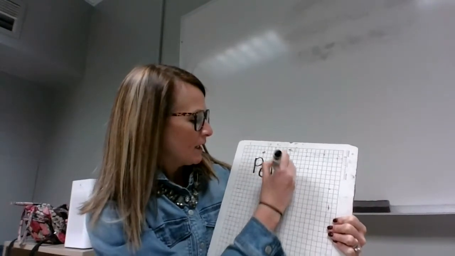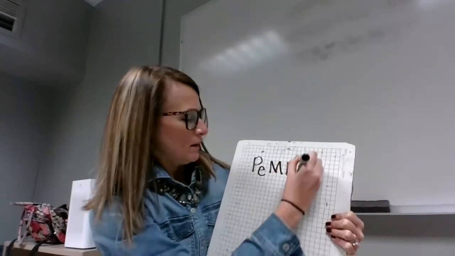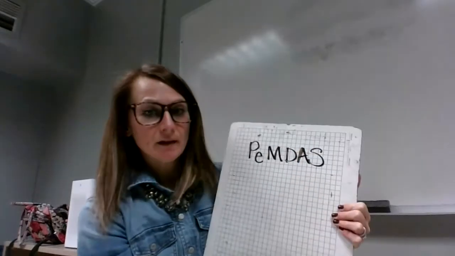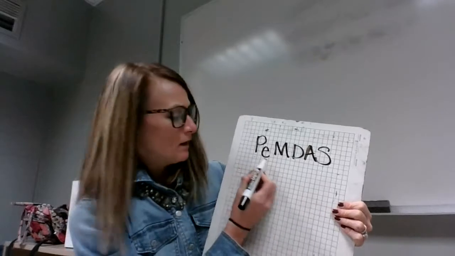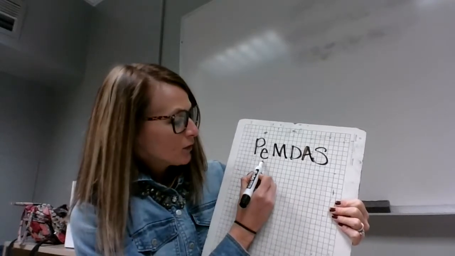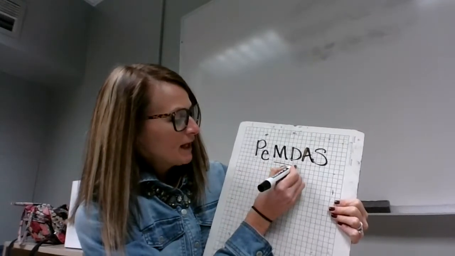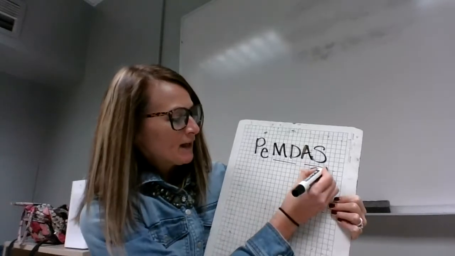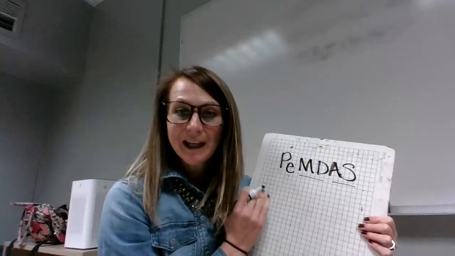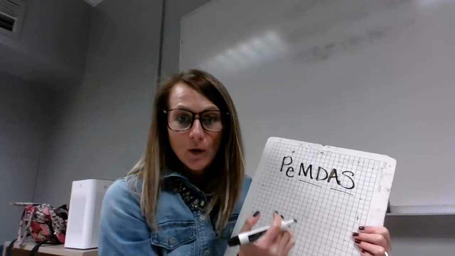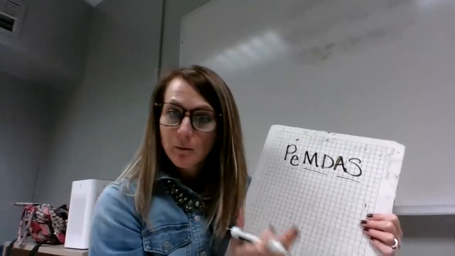So typically, you see it spelled out like this. Okay, so the P just stands for parentheses, E stands for exponents, multiplying and dividing, adding and subtracting. So when you do order of operations and you're looking at an equation, you're going to always look to see if there are any parentheses.